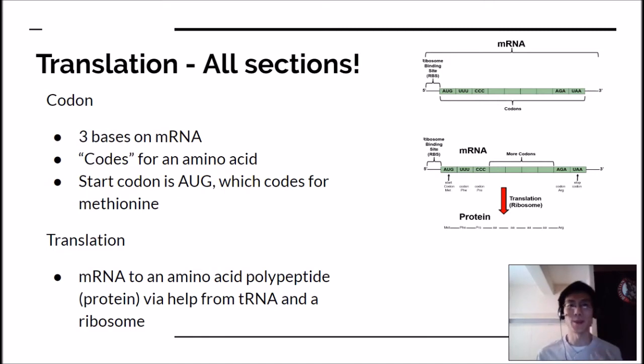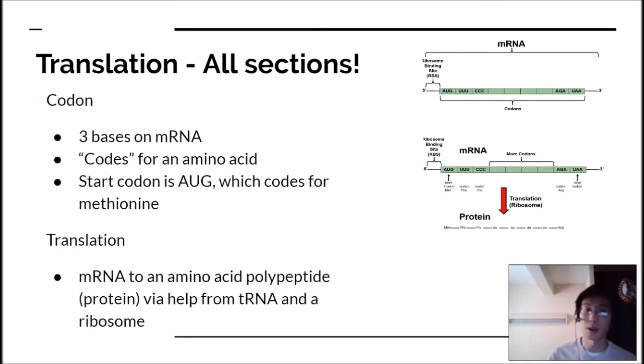So we can talk a little bit about translation. So let's get started. Translation is this very interesting process where we're trying to get an mRNA strand into a protein, or more specifically, we're trying to read an mRNA strand to get a protein out of it. So there need to be some components of translation that will get you from just a simple mRNA strand to a complex protein.